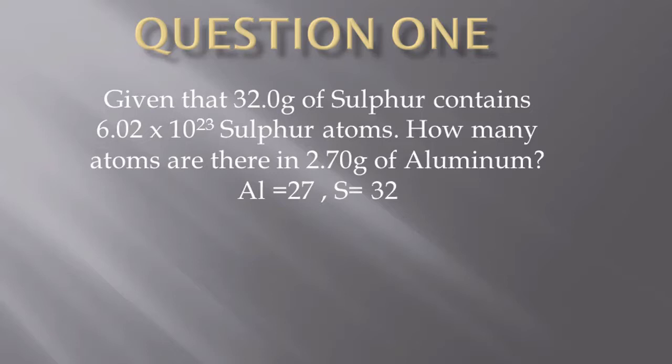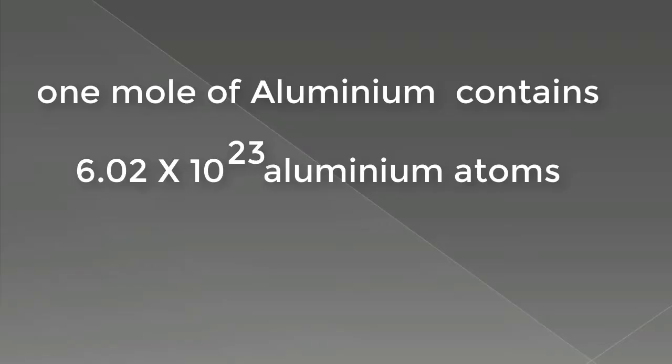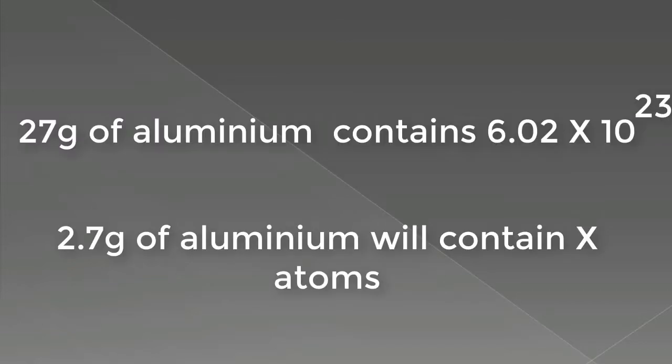So the first thing we need to do now is to find out how many grams has 1 mole of aluminium. 1 mole of aluminium has 27 grams. That is a fact that we know, because here it is given to us that aluminium is 27. So it means that 1 mole of aluminium is 27 grams. So if 1 mole of aluminium is 27 grams, that means that 1 mole of aluminium contains 6.02 times 10 raised to power 23 aluminium atoms. Now, from the fact given to us in this question, it means that 27 grams of aluminium will contain 6.02 times 10 raised to power 23 aluminium atoms. Now, if that is the case, 2.7 grams will contain unknown.